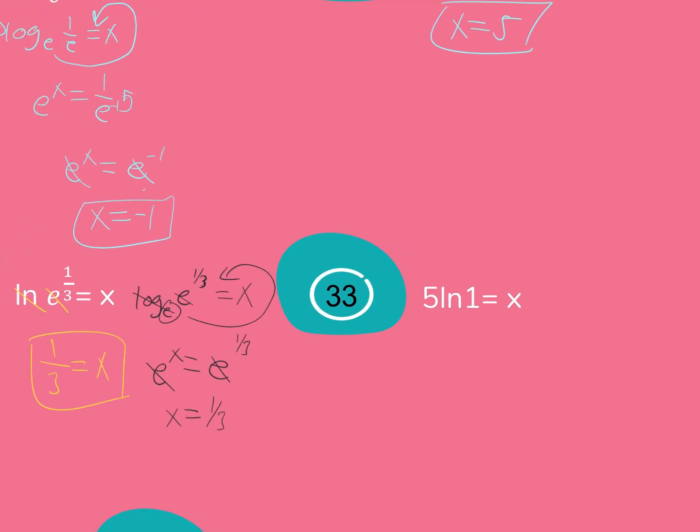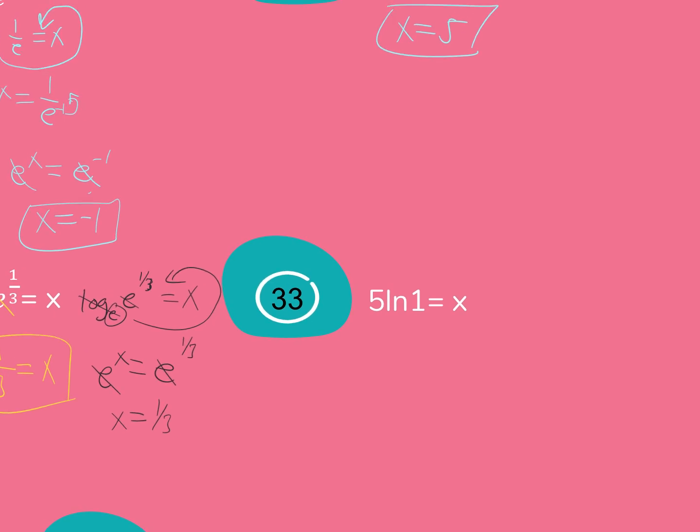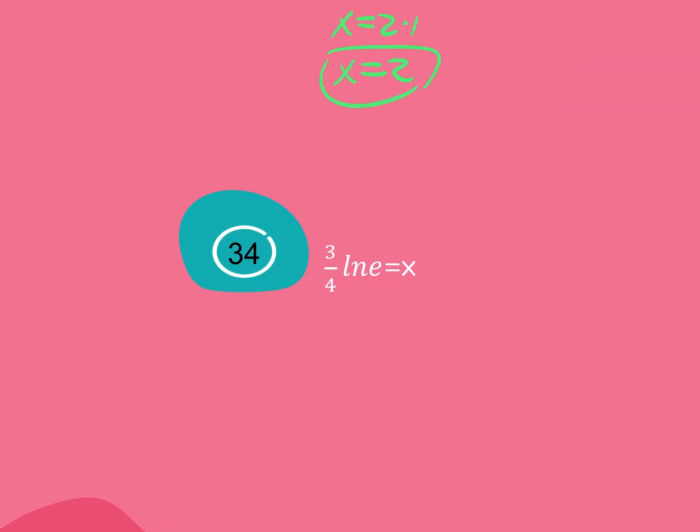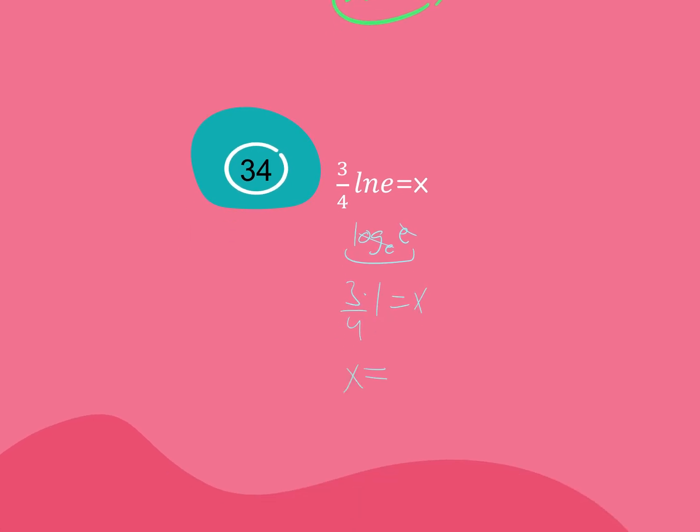All right. Let's try the same thing over here, ln of 1. This one should be super quick also, because ln of 1 is the same as log base e of 1, and log base anything of 1 is going to get you 0. So you get 5 times 0 is x, so x equals 0. Keep going. And this one right here, I have 3/4 ln of e is x. Again, ln of e is the same as log base e of e, so this is going to get you 1. The logs cancel out, and then you get 3/4 times 1 is x. So very simply, x is 3/4.